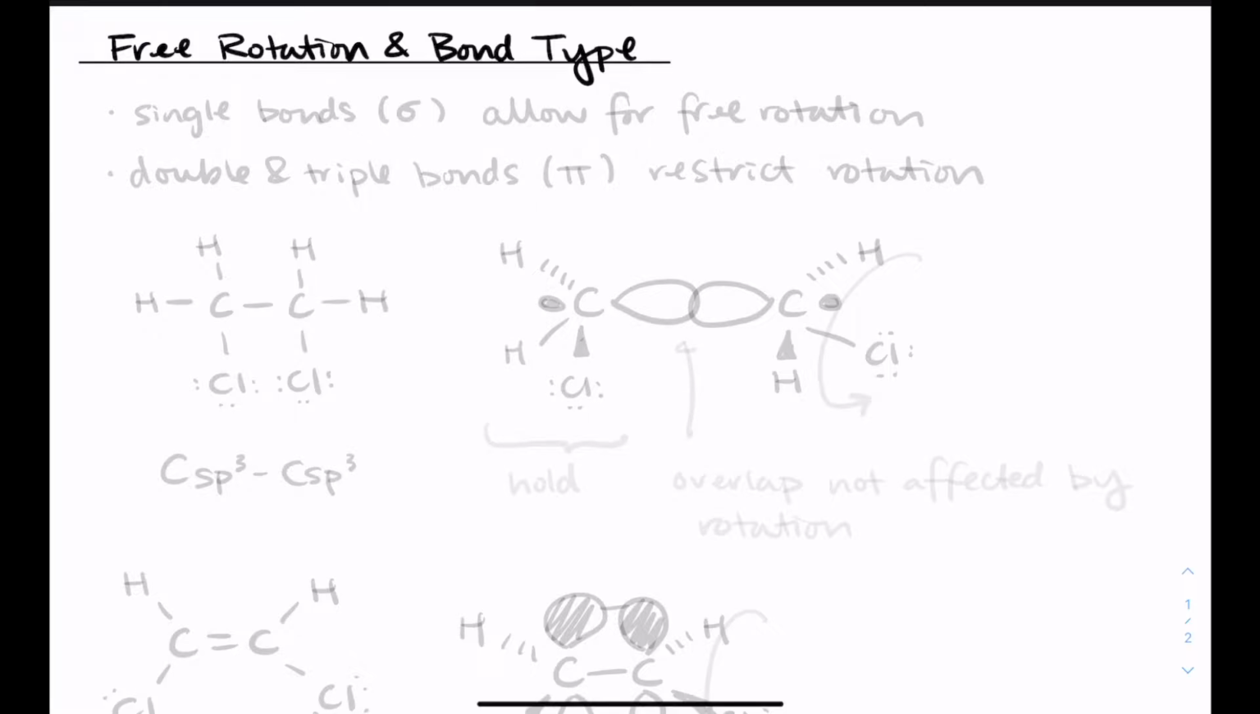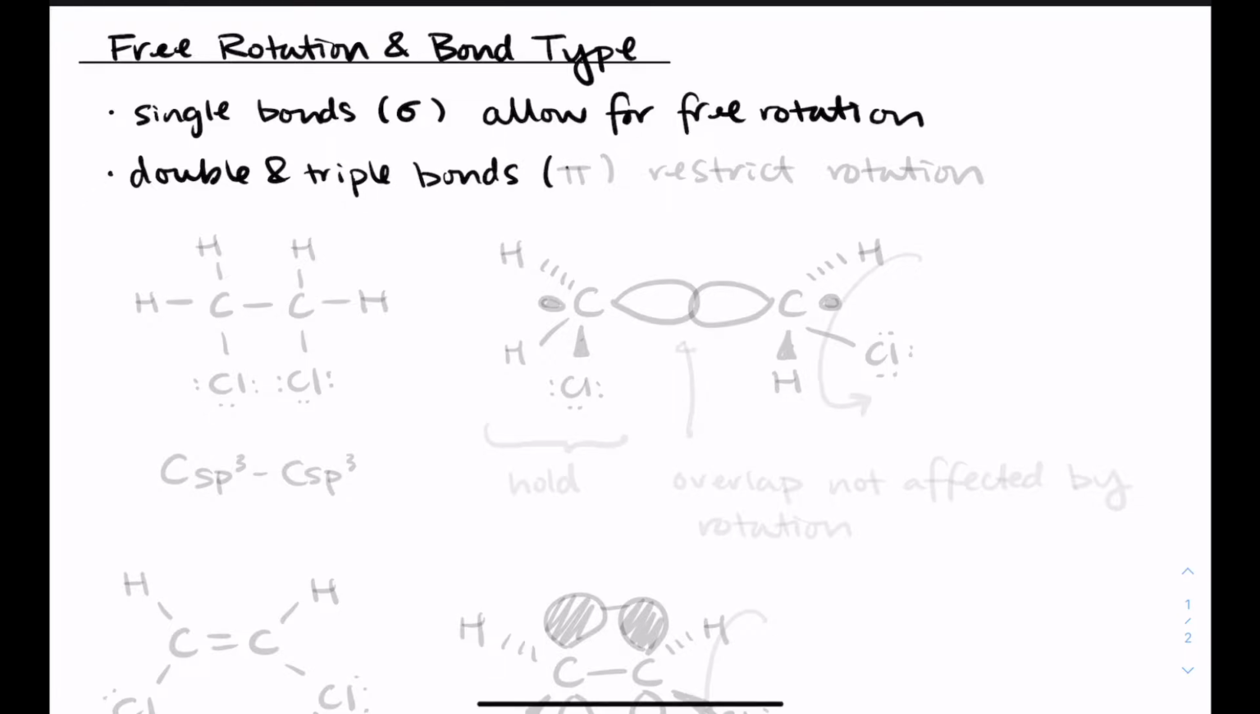One of the outcomes of the bonding that we have looked at and the pictures that we're now able to draw is that we can look at free rotation and how bond type affects it. So the single bonds that we've been drawing, the sigma bonds, these allow for free rotation, and double and triple bonds, which are pi bonds, will restrict rotation around that bond. Now, of course, we need a picture in order for this to make sense.